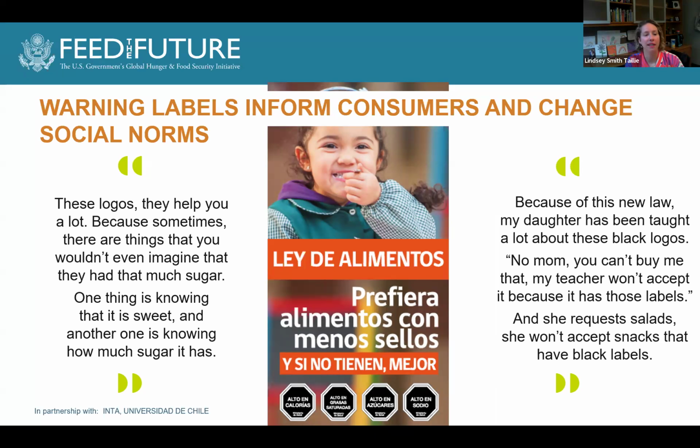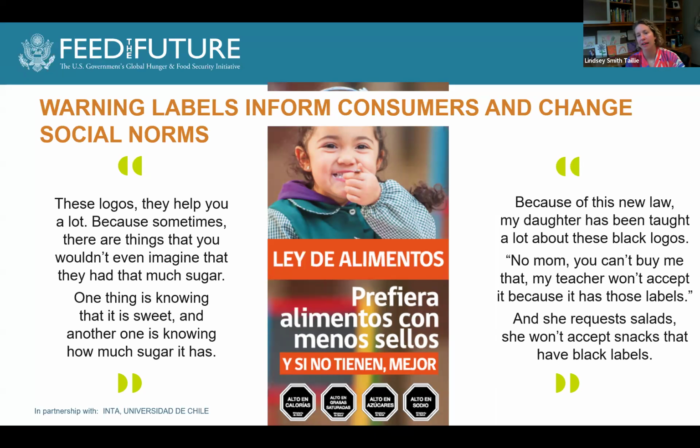So this quote on the left says, "These logos, they help you a lot. Sometimes there are things you wouldn't even imagine had that much sugar. One thing is knowing that it's sweet, and another is knowing how much sugar it has." So the labels are really helping them clarify that these products are high in sugar or sodium, etc. And then this quote on the right really speaks to the comprehensive nature of the policy.